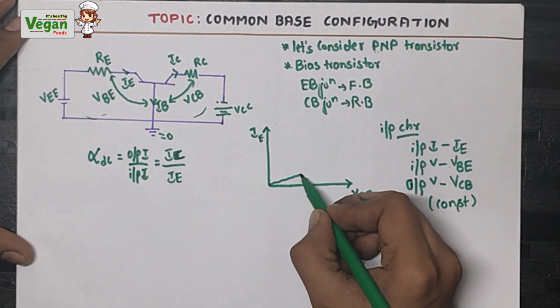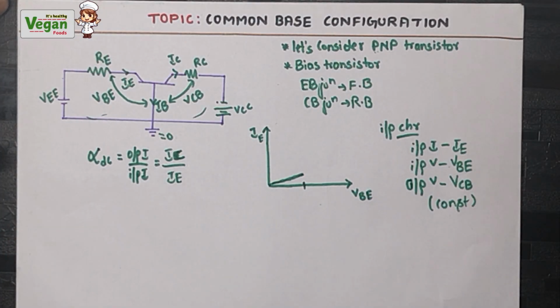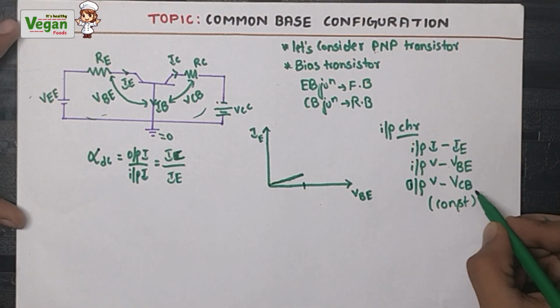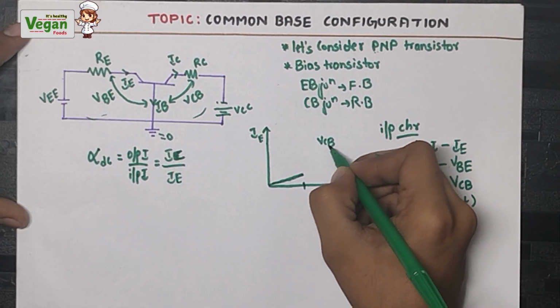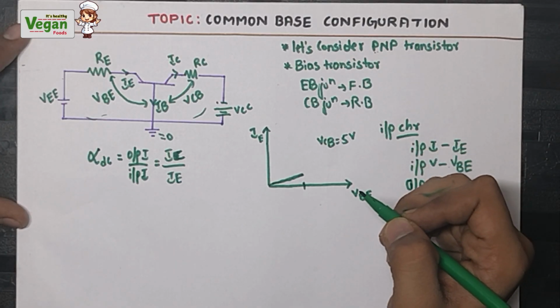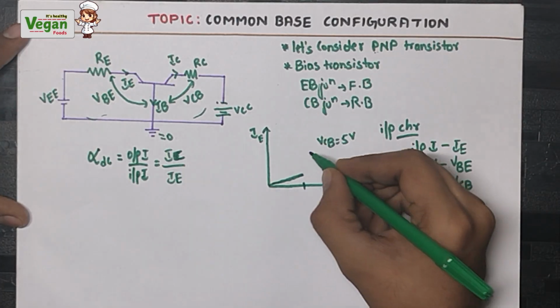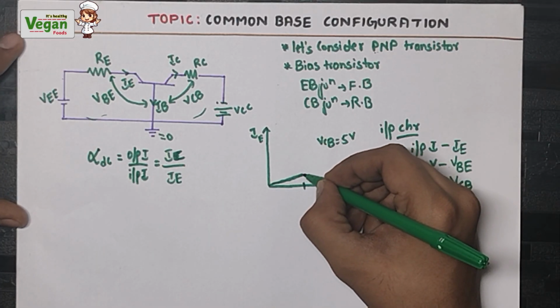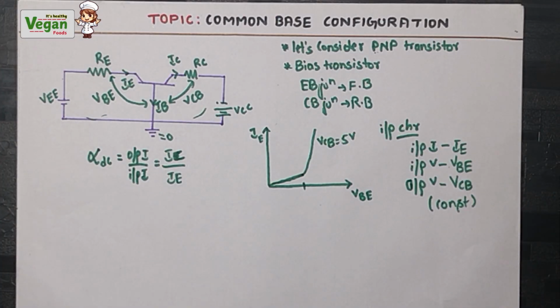Up to some point, there will be slow growth in the current. When the voltage crosses the threshold voltage, the current will rise sharply. So if we keep VCB as a constant value, let VCB be equal to 5 volt. Up to the threshold voltage it will rise slowly. After the threshold voltage, the current will rapidly increase.